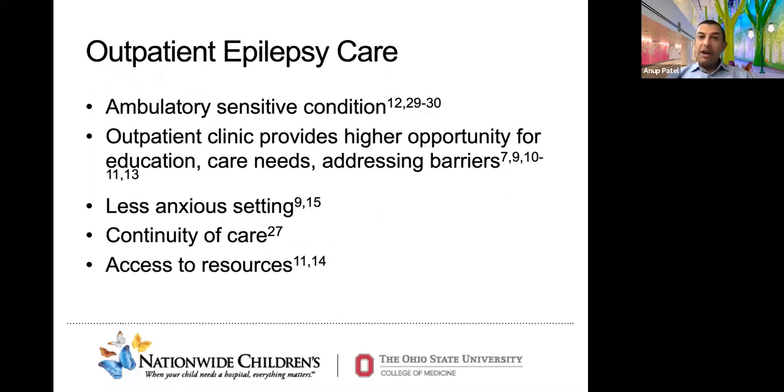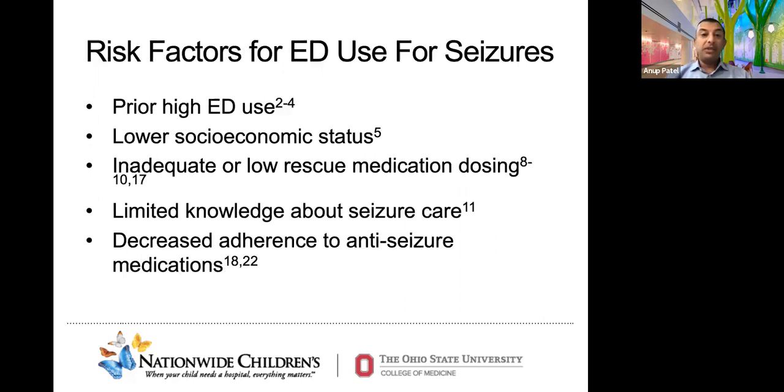The other thing you need to know about epilepsy, if you don't already, is that it's what we call an ambulatory sensitive condition, meaning that the care we give our families and patients with epilepsy is actually better in the outpatient setting. And that really is a good opportunity for us to implement good high quality care, do education. It's not as anxious a setting. It allows for continuity, different access to resources, etc.